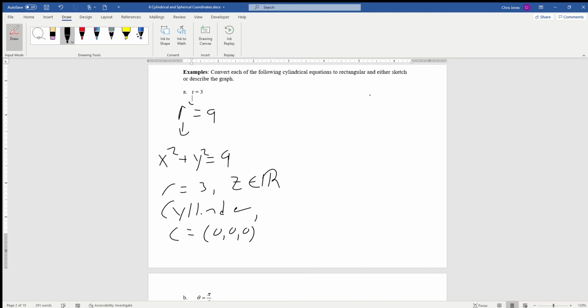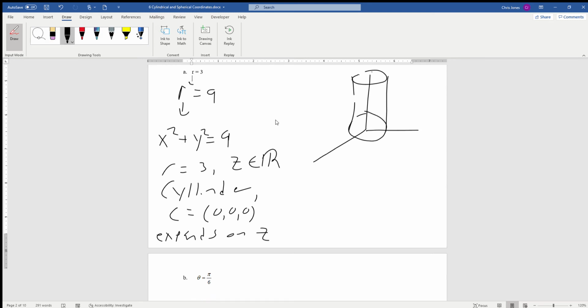So if I was to graph that, it's going to expand upon the z-axis. Let's just assume that this has a radius of 3, and it's just going to keep going up and down on the z-axis. So we should also say it expands along the z-axis.